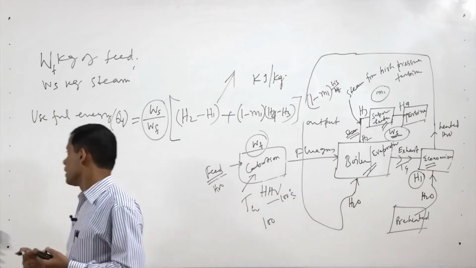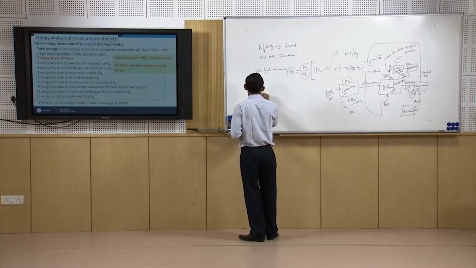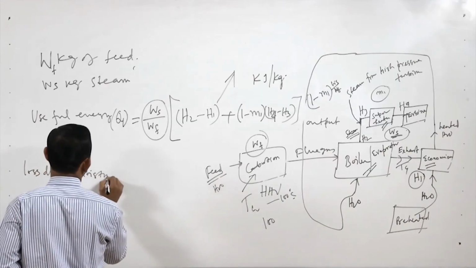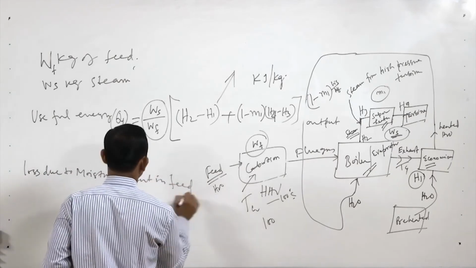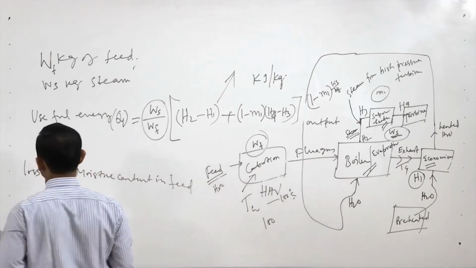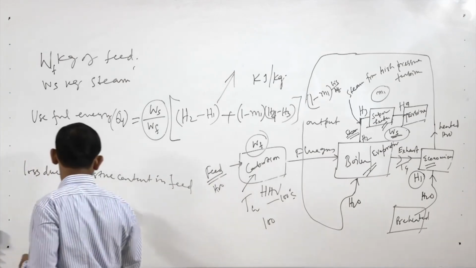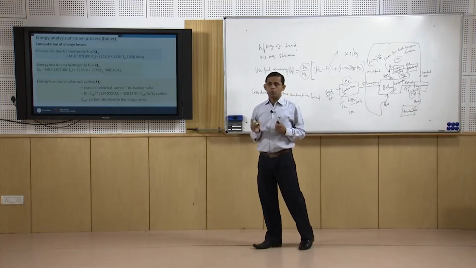Some amount of energy will be used for the phase change from water to steam. That is why the loss due to moisture content in feed is equal to M, the moisture content, into Cp dT for the water.